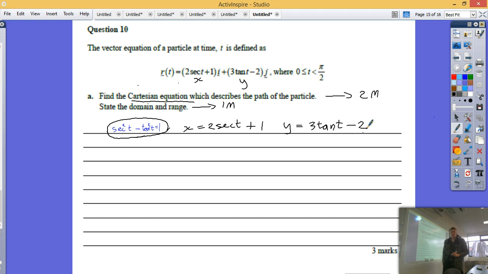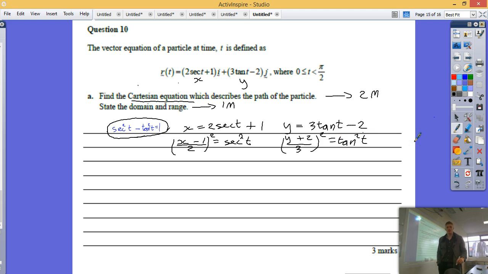Okay. Now, in order to apply the identity, sec squared minus tan squared is equal to 1, I need to transpose them a little bit and put them in terms of sec t and tan t. So, by transposing, (x minus 1) over 2 is equal to sec t. And if I square the left-hand side and the right-hand side, I'll have my expression for sec squared. Same for the y parametric equation. All squared gives you tan squared t.